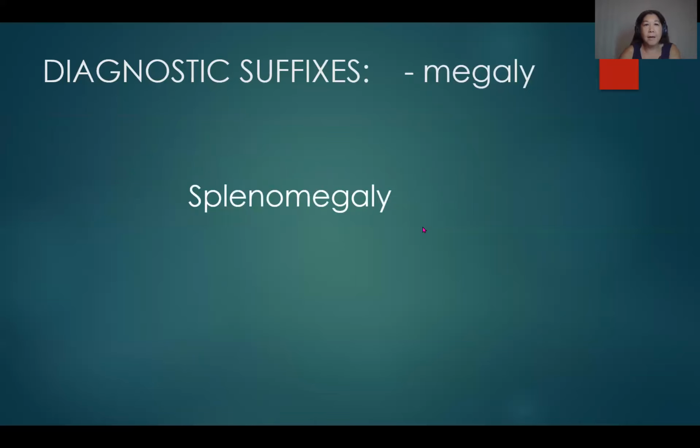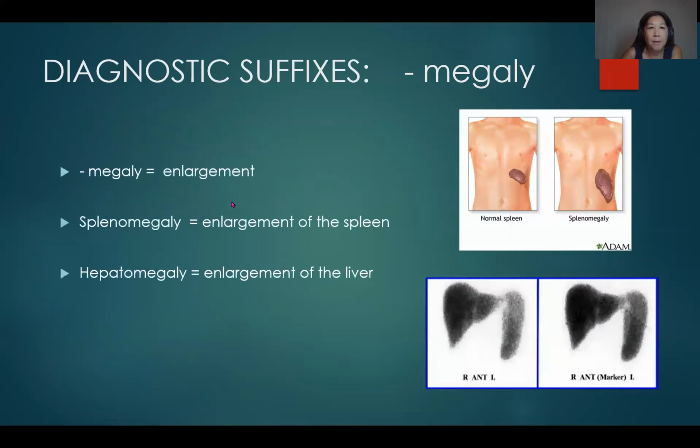Okay, the next common diagnostic suffix is megaly. So an example of this would be splenomegaly, if you can think about what that word might mean. So megaly means enlargement. So splenomegaly means enlargement of the spleen. Hepatomegaly would be enlargement of the liver. And you can apply this to a number of organs in the body.